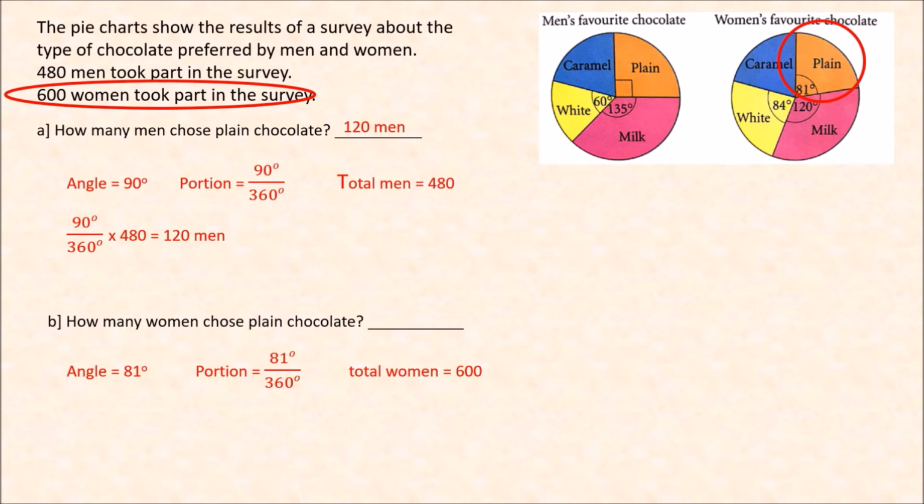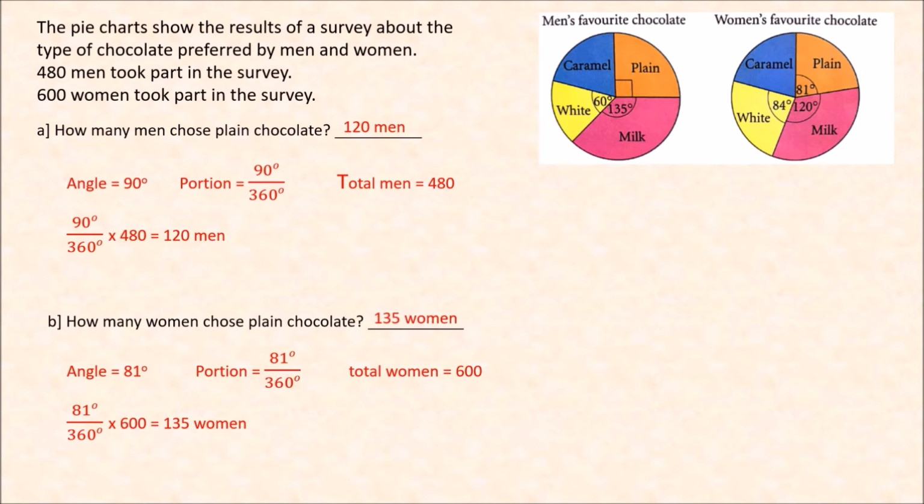So for the angle of 81 degrees, the proportion will be 81 out of 360 degrees, representing the women who chose plain. So just multiply that by the total number of women, which is 600. So 81 degrees over 360 degrees times 600, 135 women. So 135 women chose plain chocolate.